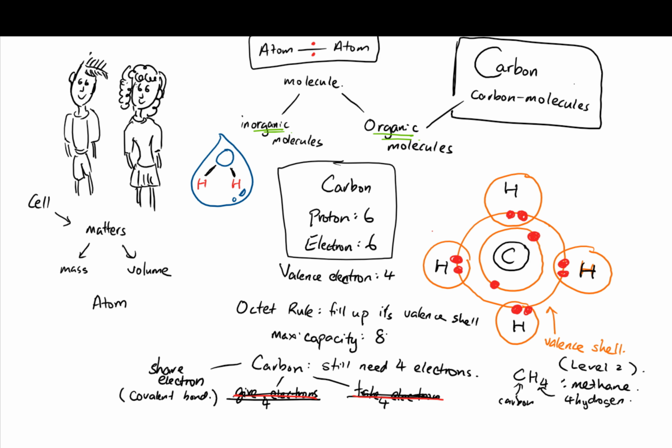So here I have methane, which shows one carbon with 4 hydrogens. All these shared electrons are one covalent bond. We can draw a simple diagram to demonstrate the formation of methane. We have one carbon with 1, 2, 3, 4 covalent bonds with 4 hydrogen atoms. So this is what we call a simple biomolecule, which is methane.